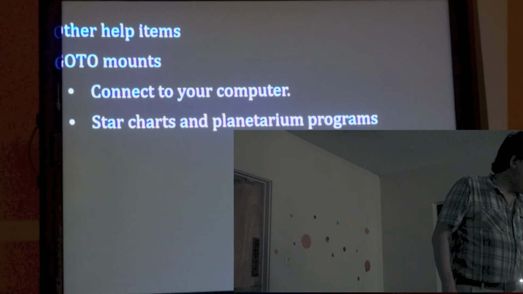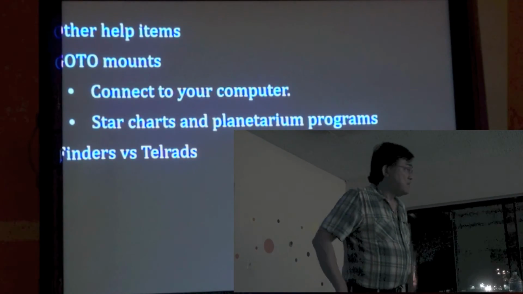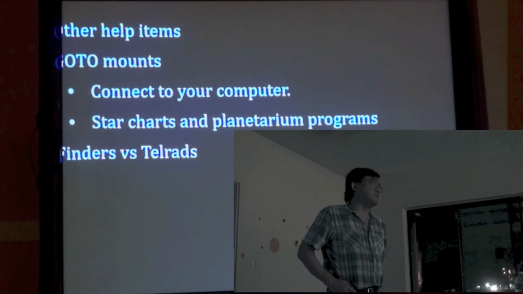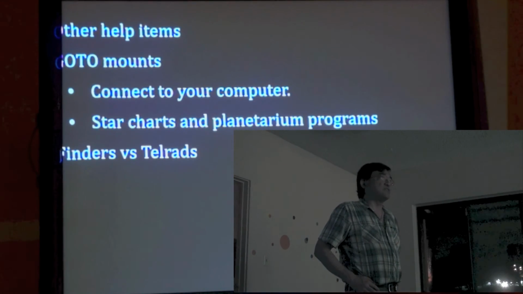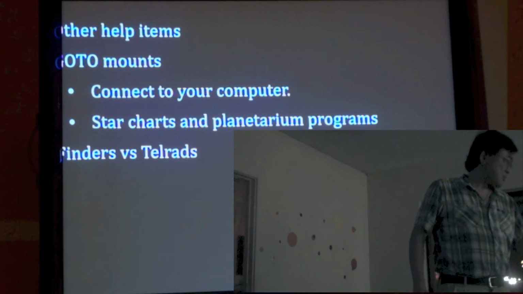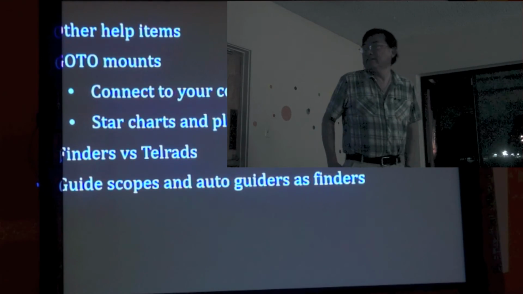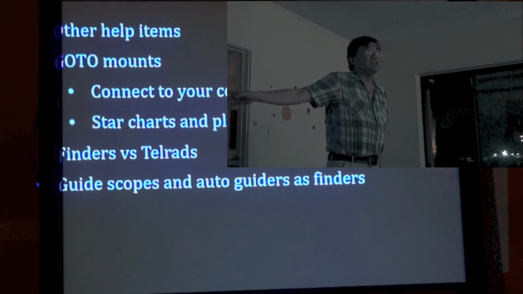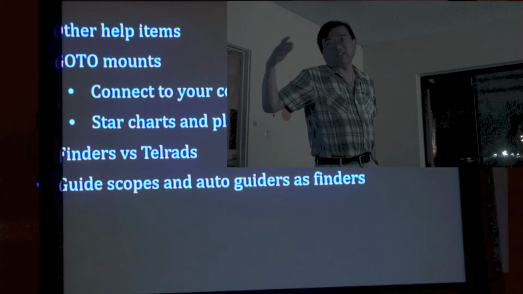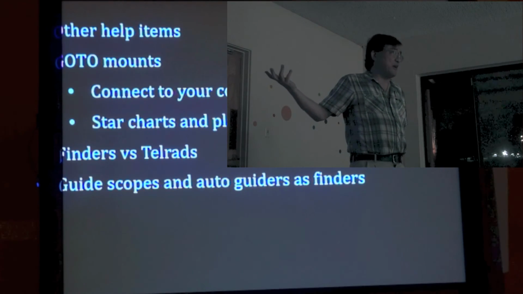So how do I find and use star charts and planetarium programs? Telrads are of limited use because you just can't see too many stars. With finders you can always see more stars, but that's problematic from an urban location, unless you use this trick, which I started using. Your guide scope these days is basically a 50 millimeter finder with an autoguider attached to it.